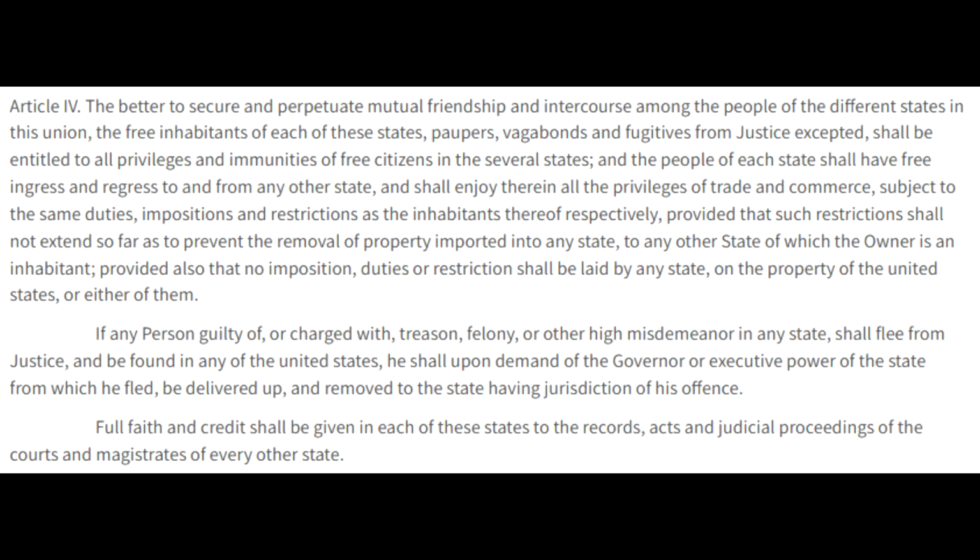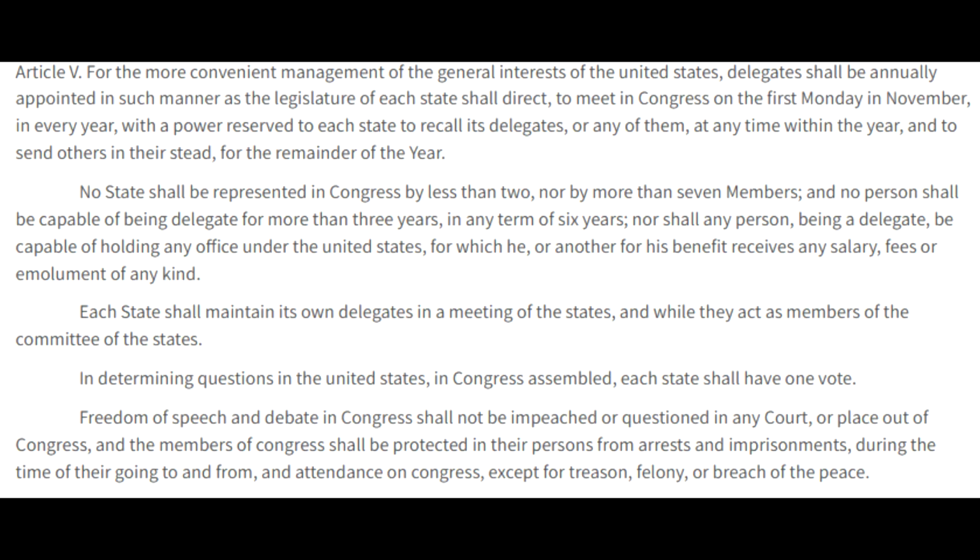Article 4, all individuals are to be treated equally between the states, and a freedom of movement is established, along with extradition treaties between all the states. Article 5, the Congress of the Confederation grants one vote per state. Each state has multiple delegates assigned by population size. Members of the Congress are appointed by the state legislators, and term limits did exist.